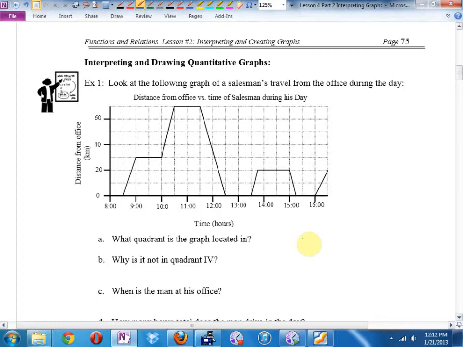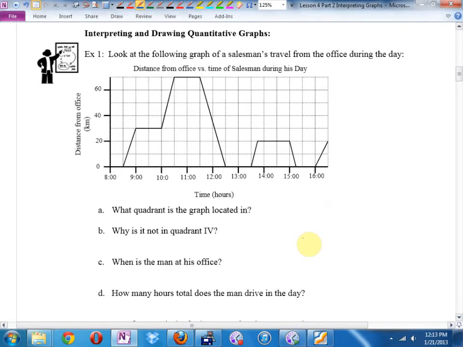Example 1. Look at the following graph of a salesman's travel from the office during the day. What are we graphing on the x-axis? Look at the label. Time in hours. What are we graphing on the y-axis? How far away from the office. Lots of information contained there.